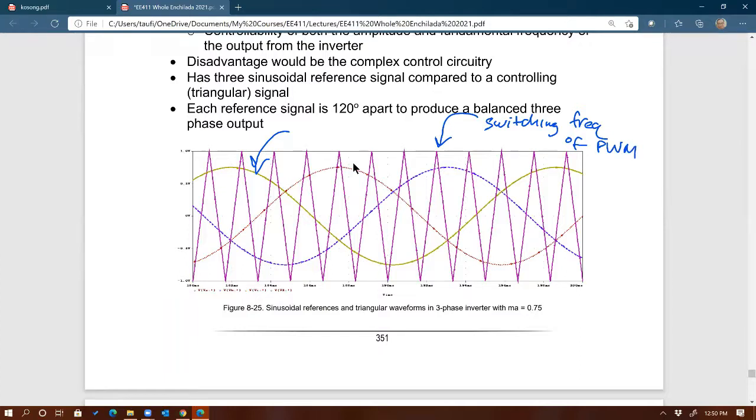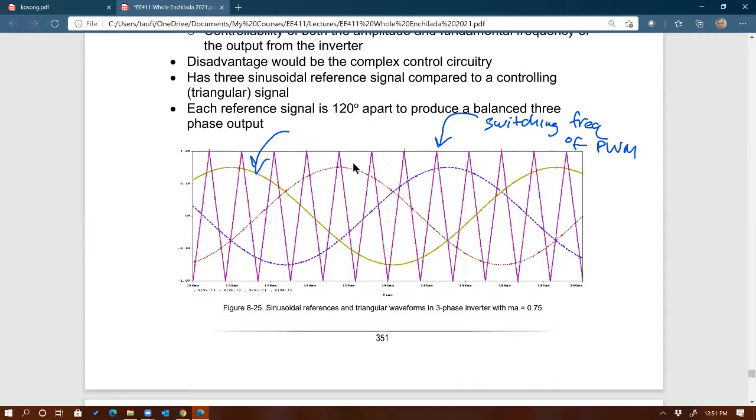Okay, so 2 different signals, right? Triangular waveform that defines switching frequency. So if somebody says, okay, I have a PWM inverter that has switching frequency of 10 kilohertz, that means inside the inverter, in the hardware portion of the controller, the triangular waveform that they're implementing in that inverter is running at 10 kilohertz. Okay? So the triangular waveform defines the switching frequency.